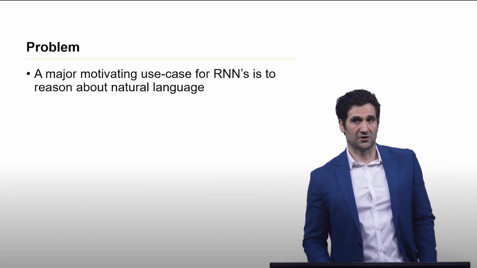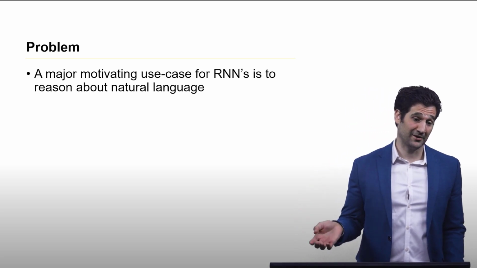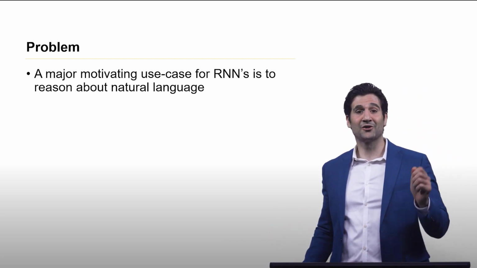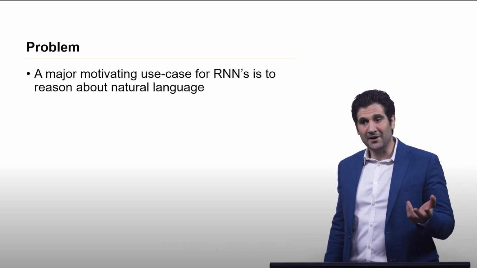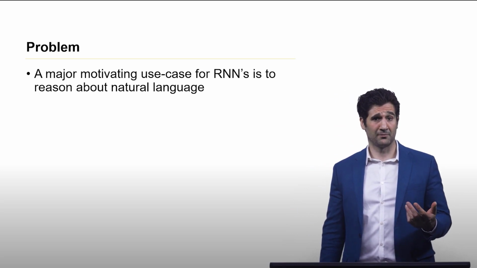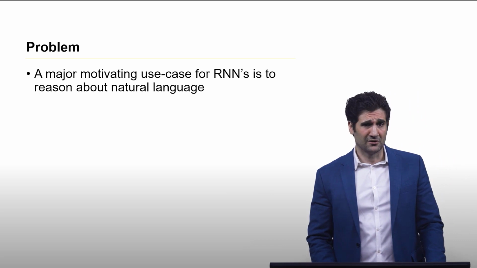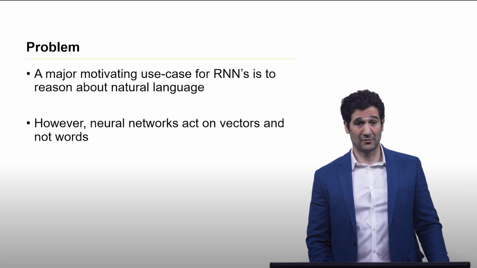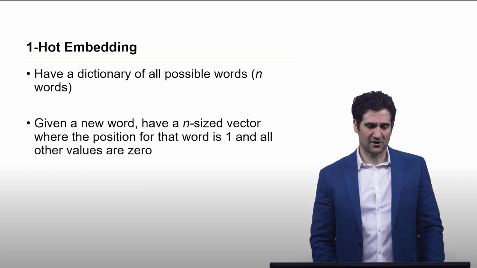As we've been saying all along, a major motivating use case for RNNs is to reason about natural language. And earlier when we talked about architectures, we said, here's your X vector, it's a word. Well, to some of you that might have seemed kind of weird because our language is not made up of numbers. It's made up of letters. So, how do we bridge that gap? Because neural networks are designed to be used on vector representations of things and not words. So let's talk about that.